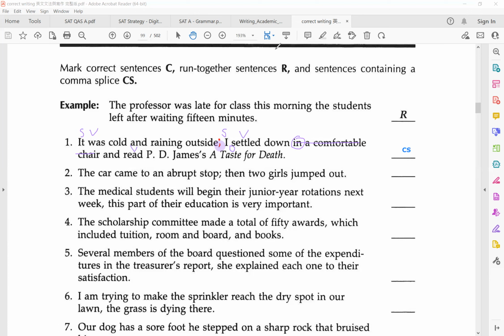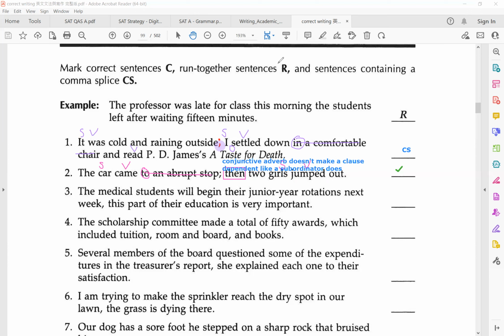All right, number 2. The car came to an abrupt stop. So I'm going to cross out the prepositional phrase again. Then two girls jumped out. Remember, the "then" is a conjunctive adverb, so it doesn't turn a clause into a dependent clause. It is not a subordinating conjunction. So a conjunctive adverb doesn't make a clause dependent like a subordinator does. So in this case, we also have two complete sentences with a semicolon in the middle. So this is a correct sentence.